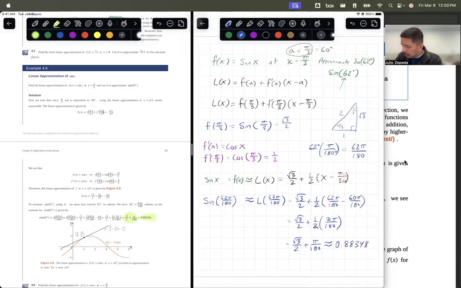And let's see, what is the sine of, let me use a different color, the sine of 62 pi over 180. I'm getting here that this is equal to 0.88294, and so on. So where do we differ? We differ after the 0.88, but it's still relatively close. So the approximation is okay.